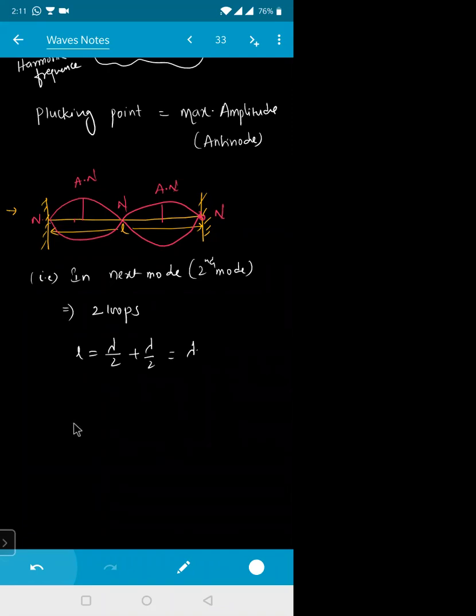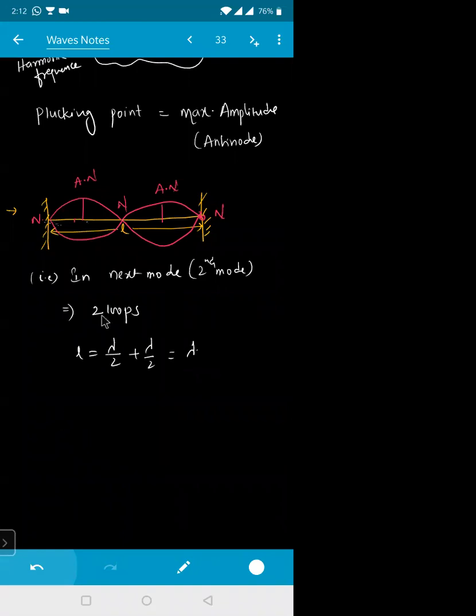Isn't it? You are plucking at what point, beta? At a distance of L by 4. This is L by 2. This one is L by 4. Isn't it? So two loops means we are plucking at a distance of L by 4 partition. So now length will be equal to how much, beta? Lambda. So second frequency will become how much for me right now, beta?